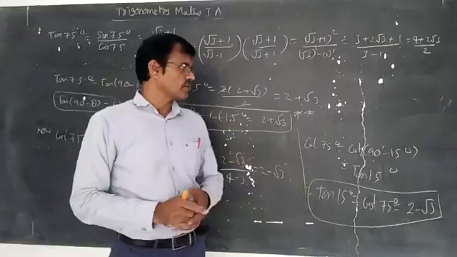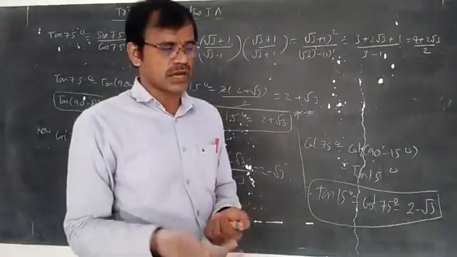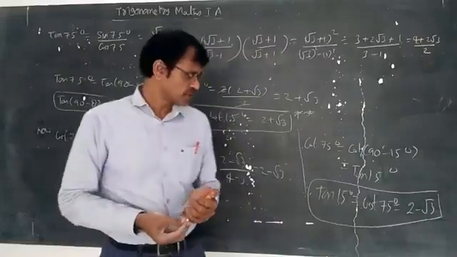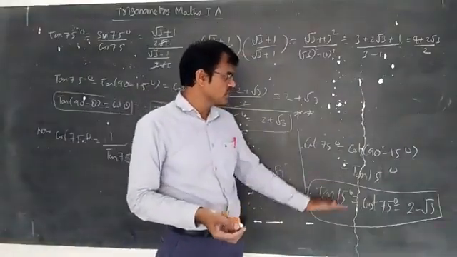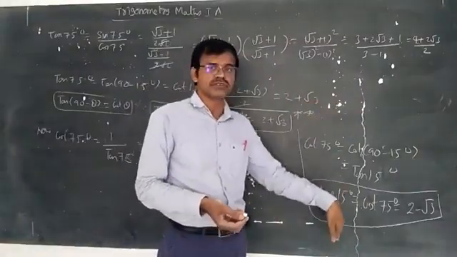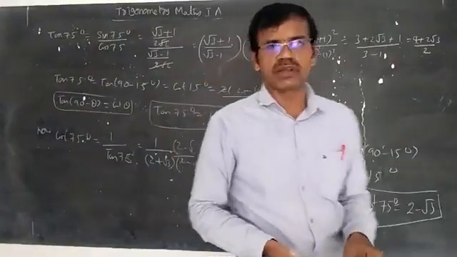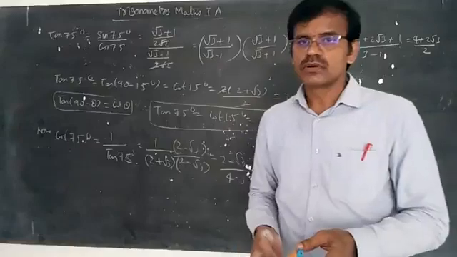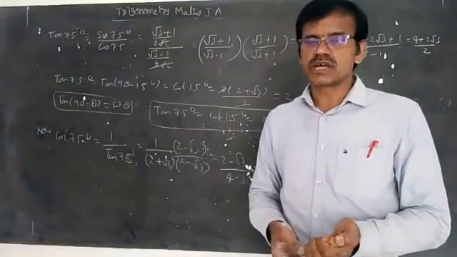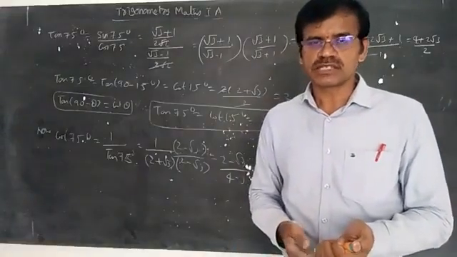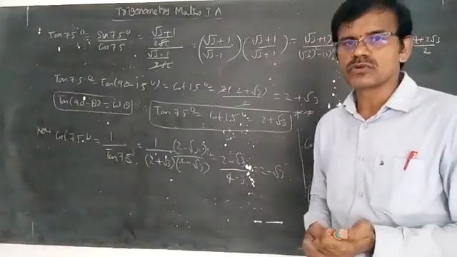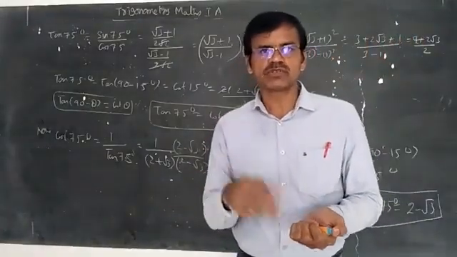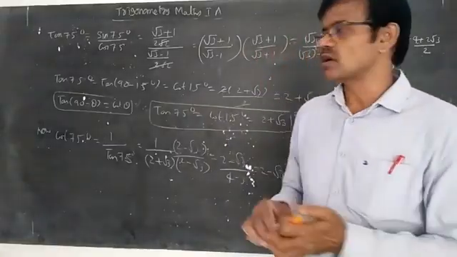So tan 15 is equal to 2 minus root 3, tan 75 equal to 2 plus root 3, cot 15 is equal to 2 plus root 3, cot 75 equal to 2 minus root 3, sin 15 is equal to (root 3 minus 1) by 2 root 2, and cos 75 equal to (root 3 minus 1) by 2 root 2, and sin 75 and cos 15 are equal, (root 3 plus 1) by 2 root 2. You need to remember all these formulae.